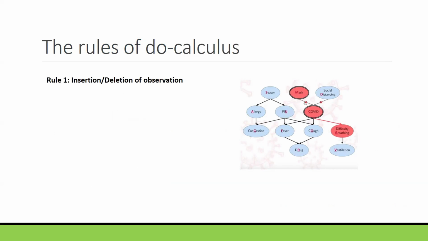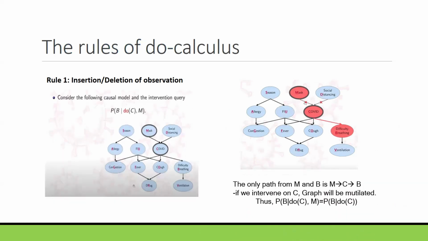Let's take this example that I got from this guy. Imagine you have a causal query or an intervention. You want to estimate the probability of difficulty in breathing. You intervene on cough, given the mediator. So now the question is, should we include mask? This is our graph.